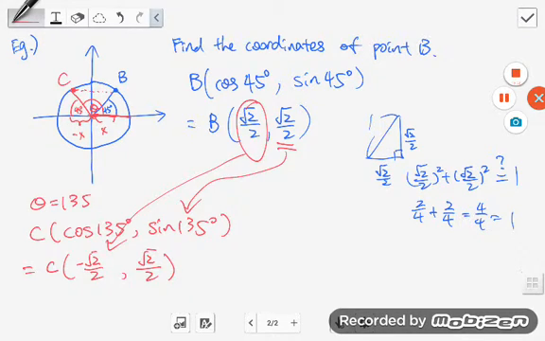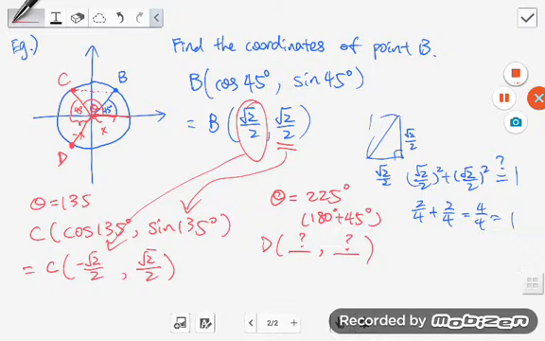Almost. Let me ask you, what about this? Try to find if my theta is equal to say 225 degrees. I'll give you a hint. This is 180 plus 45 degrees, so I'm talking about somewhere here. And let's say this point is D. What do you think? Without using a calculator, let's try not to use a calculator. What are the x and y coordinates going to be for your point D? Think about it, and I'll see you guys in class. Bye bye.